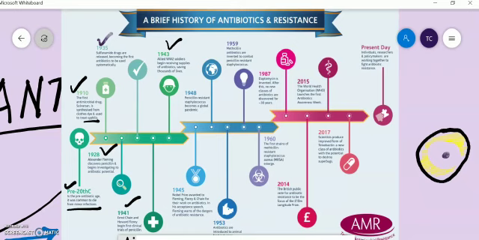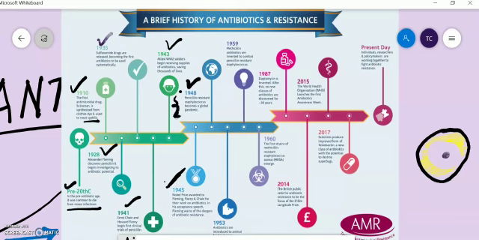Next, in 1945, that was again a remarkable era where the Nobel Prize was awarded to Fleming, Florey and Chain for their work on antibiotics. So work on antibiotics was actually given the Nobel Prize. Then in 1948, penicillin-resistant Staphylococcus aureus became a global pandemic.